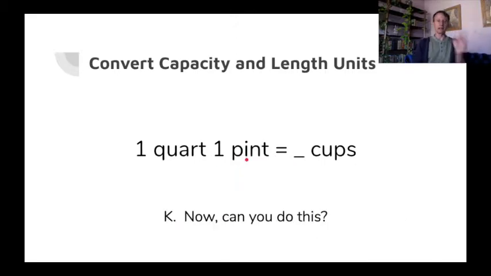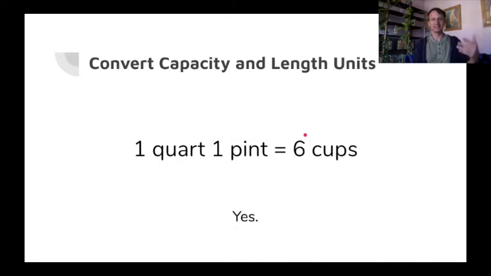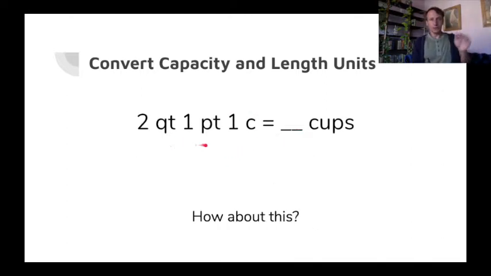All right. So now, if you have a quart and a pint, how many cups is that? Well, there's 4 in the quart. We just memorized that. And then there's 2 in the pint. We had said that. So 4 and 2 is 6. All right. 2 quarts, 1 pint, 1 cup. It's how many cups?